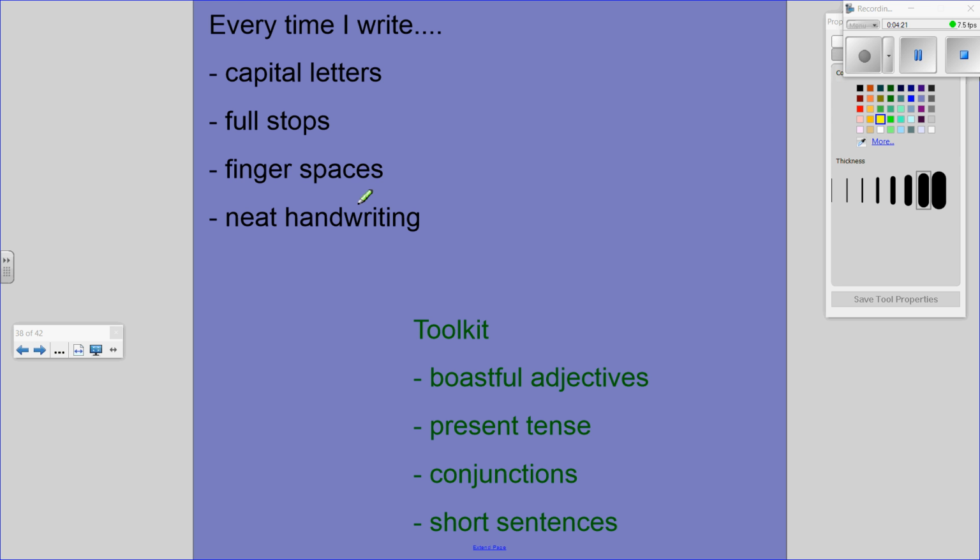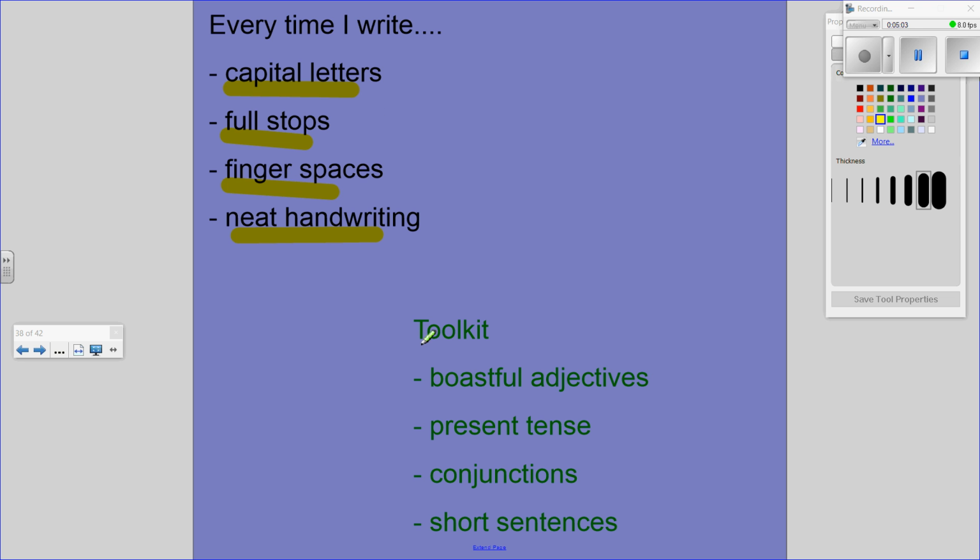Now we're going to have a look at a toolkit. The first toolkit we're going to have a look at is every time we write. So every time I write, what do I need to include? Now, we all know what we have to include every time we write, so you can have a quick think. And hopefully you have got capital letters, full stops, finger spaces, neat handwriting. So they are the non-negotiables. Every time you write, you must include those.